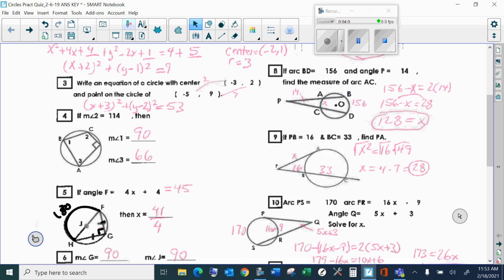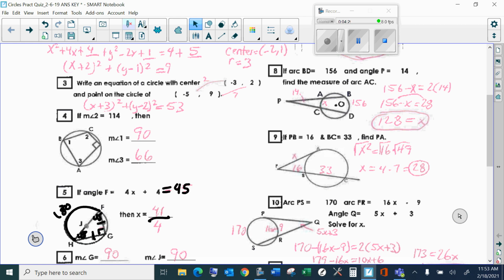And then I told you that these two were congruent, which now means I have an isosceles right triangle. So that means both these are 45 degrees. Everybody should know that for an isosceles right triangle. So that means I set angle F equal to 45 as I did right here, and just solve it. Subtract the 4 across, you get 41, and then divide by 4, 41/4. Okay, you can't see that fraction there.